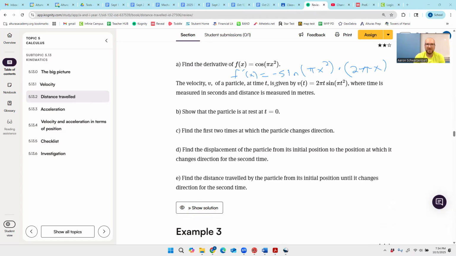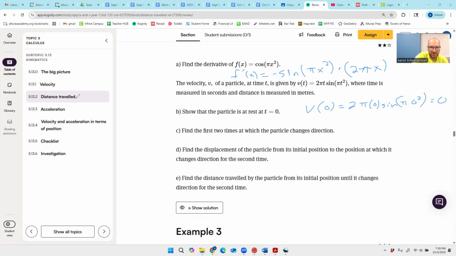The velocity of the particle at time t is given by the positive version of that, where t is measured in seconds and distance in meters. Show that the particle is at rest at t equals 0. V of 0, 2 pi times 0, doesn't matter what the rest of this is, is 0. Find the first two times at which the particle changes direction.